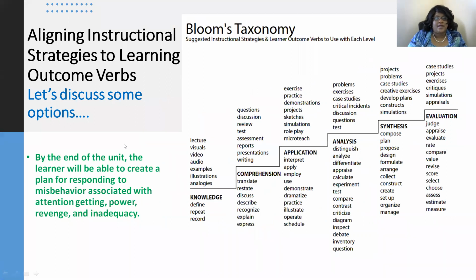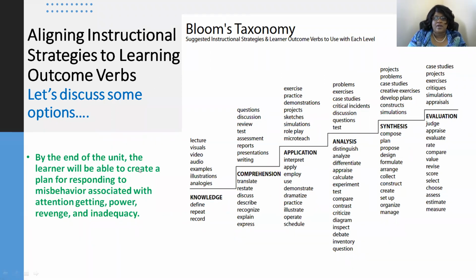So here's one, and let's discuss this one. Aligning instructional strategies to learning outcome verbs. So here's some options. By the end of the unit, the learner will be able to create, this is the one we discussed not too long ago, create a plan for responding to misbehavior associated with getting attention, power, revenge, and inadequacy. So our action verb is create.